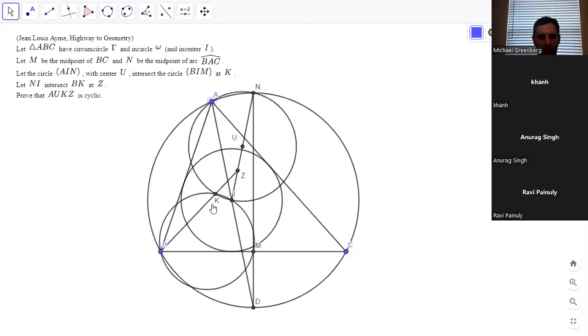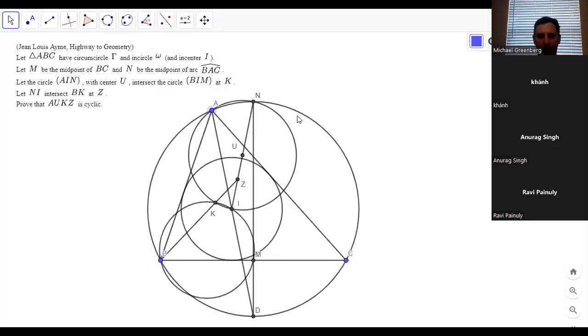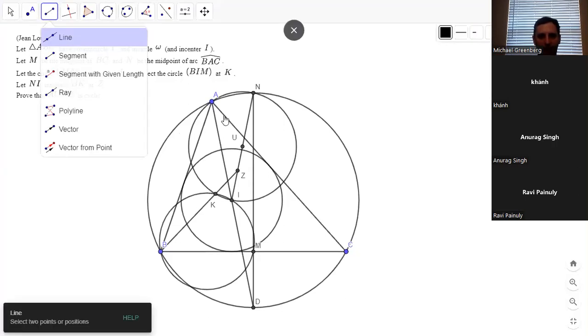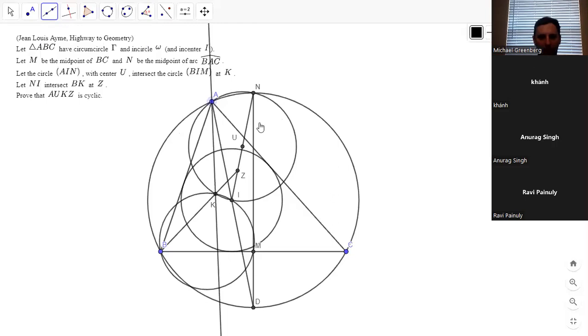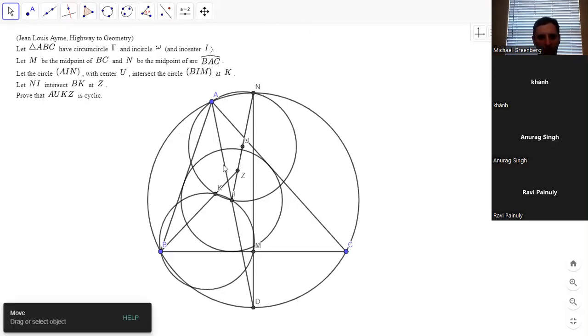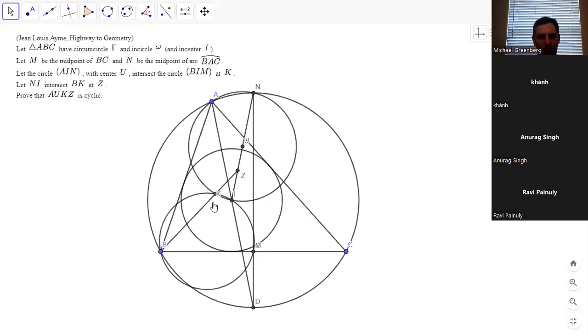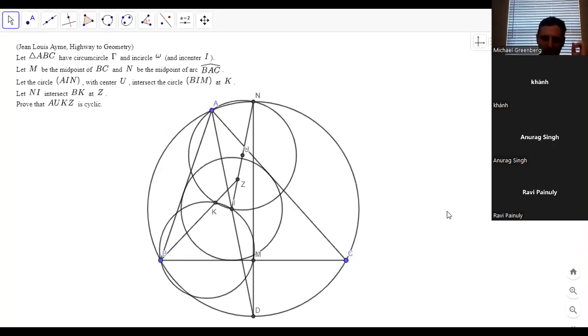I see we have some people typing in the chat. Does AK pass through the mixtilinear touch point? So we want to see if AK and IN meet on the circle, basically. I don't think so. No. Would have been interesting, though.